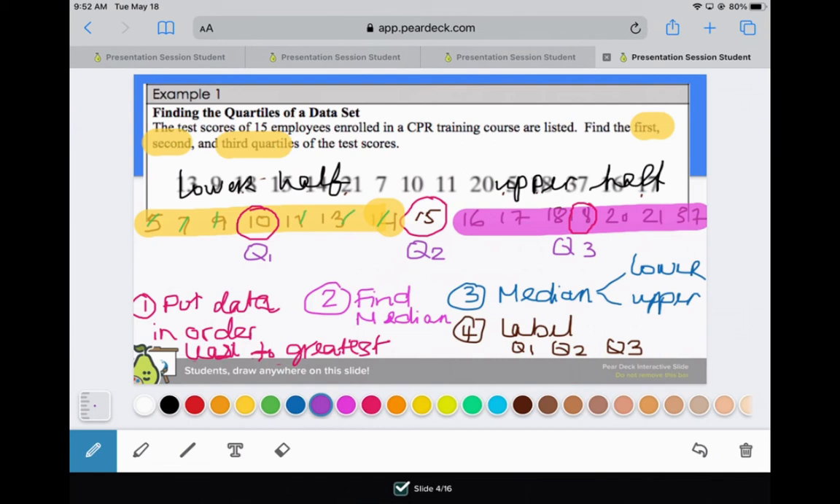I'm finding the median. But first, I'm finding the median of the entire data set. Then that median splits the data into 2 equal parts. Then I'm finding the median for each part. So now I have 3 medians, and I label them Q1, Q2, and Q3. Questions for me?